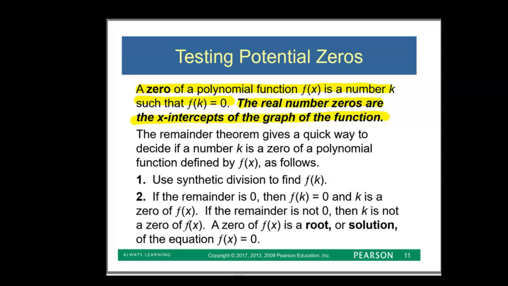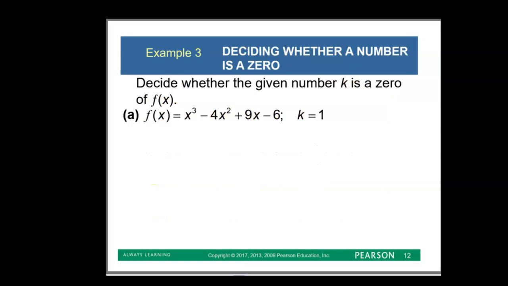Okay, in terms of steps, what we're going to do to find potential zeros is use synthetic division to find f of k. If the remainder is 0, then we know that f of k is 0, and we have found a 0 of f of x. If the remainder is not 0, then k is not a 0. So let's take a look.